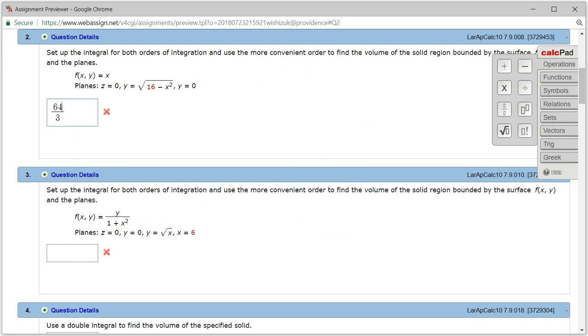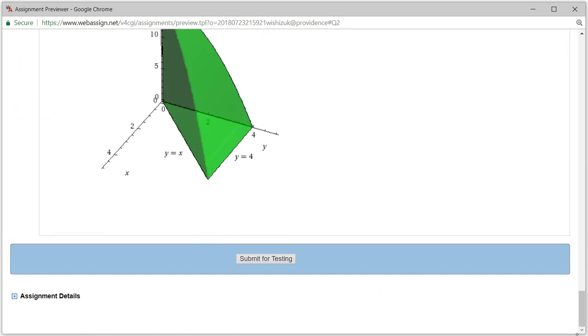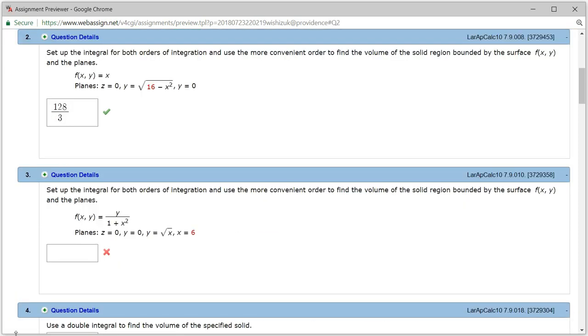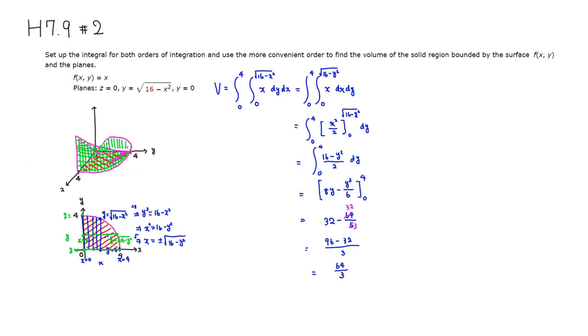So 128, since I doubled it. Let's check the answer. Submit for testing. It came back, and it looks like we got this one correctly. So I guess the system was looking for the other one too. We basically have two of the same solid put together, because you have a symmetric image on the other side. That's it. I hope that this was clear.